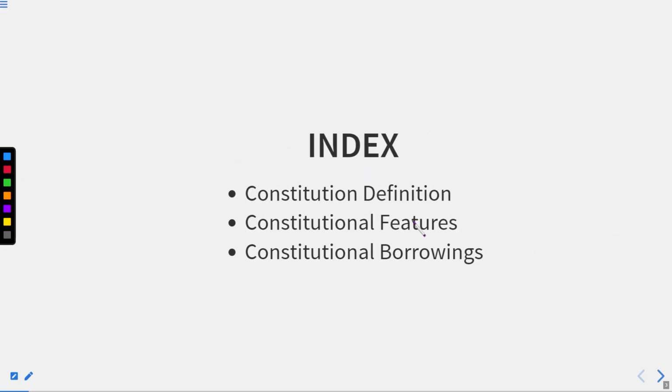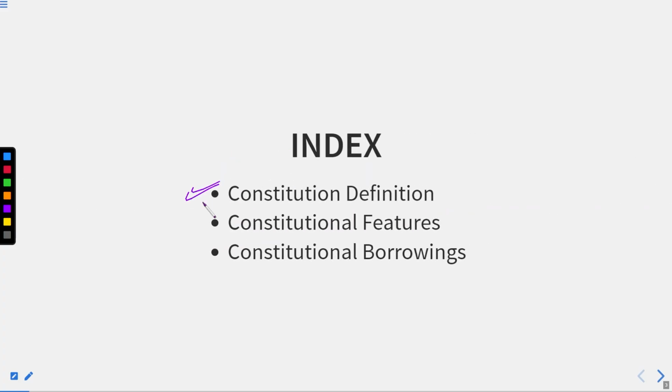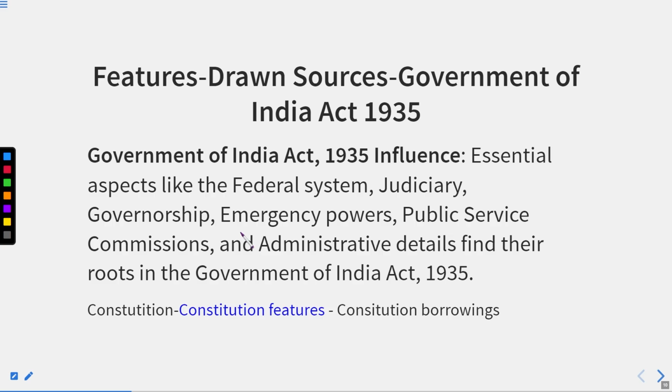Civics. In the previous lecture, we had finished the constitutional definition and we were discussing the constitutional features. So we will continue with the same constitutional features. Let's start. In the previous lecture, we had started the features and the drawn sources. We had completed the length feature in which I had told you various facts and figures. I hope that you have revised them properly before you have arrived for this lecture.